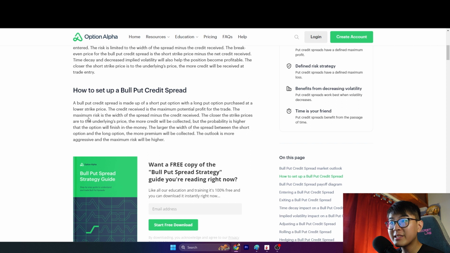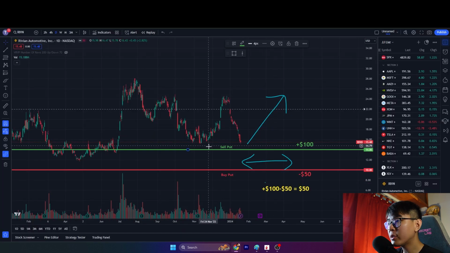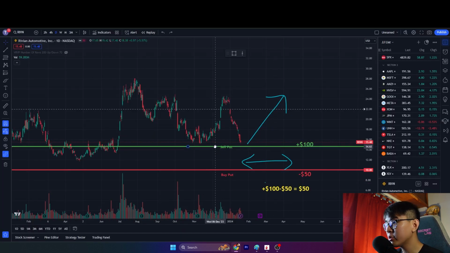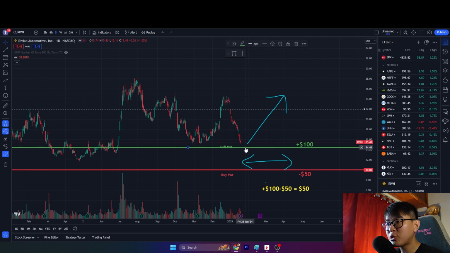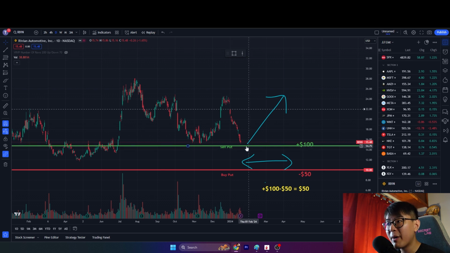The closer the strike prices are to the underlying price, the more credit will be collected, but the probability is higher that the options will finish in the money. To demonstrate this using Rivian, if you are selling this put option as close as possible to the underlying stock price, which is currently at $15.48, the more money you'll collect. But because the strike price that you have chosen for your put option is much closer to the actual price of the stock, there is a higher chance for it to breach this, and when it breaches this, it means the options will be in the money, and if it's in the money, it means you'll be losing money from this trade.